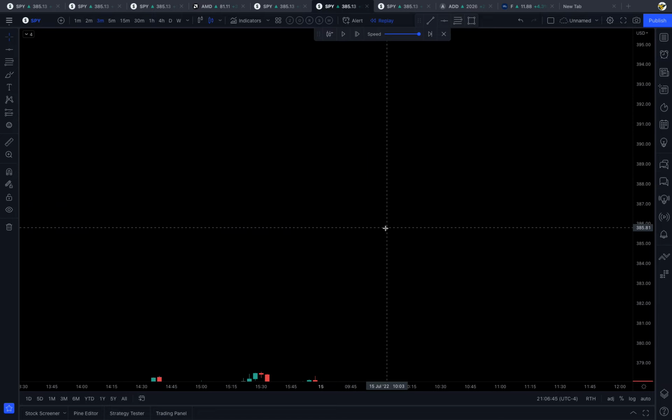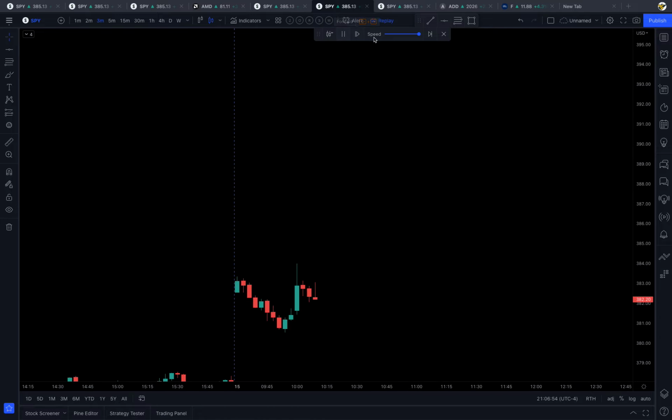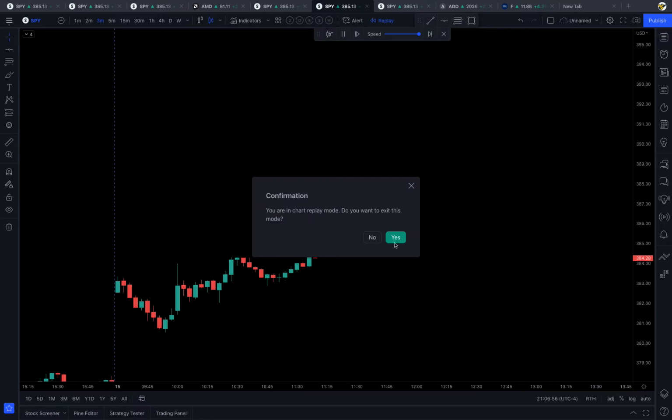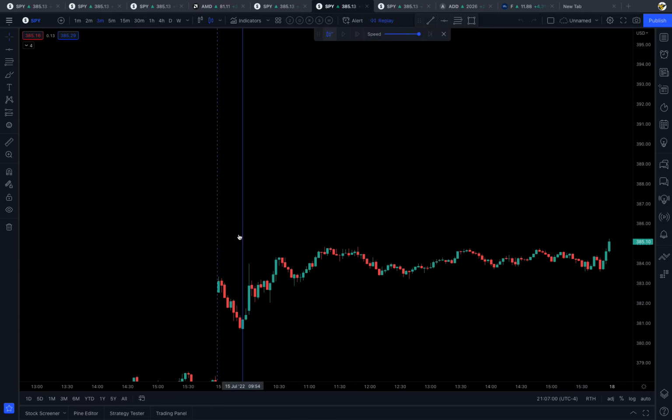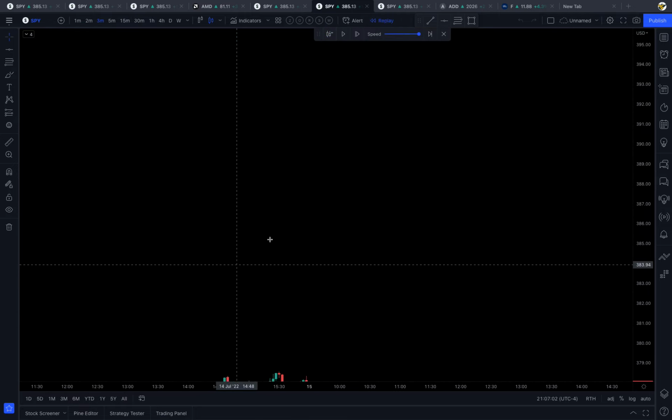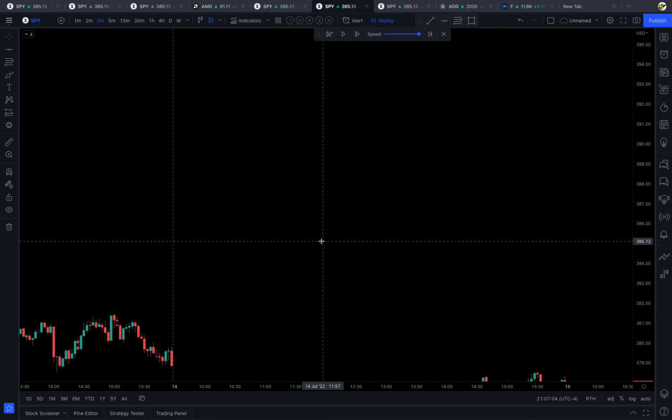So I'm hoping I got it in the right area here. So if you watch how this candle prints, it's going to be real quick. Oh, too damn quick. Let's try that again. What is it, the 14th?